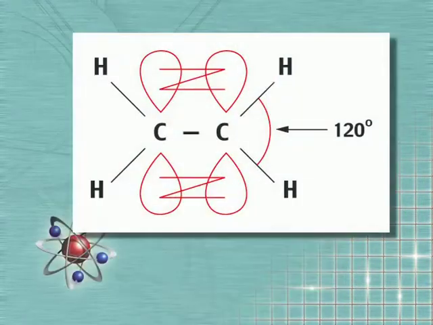The double bond in alkenes can be viewed in a different way. Let's look at it as if each carbon atom in ethene has 3 bonds, 1 carbon-carbon and 2 carbon-hydrogen.